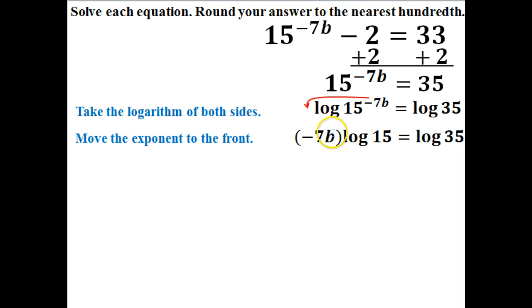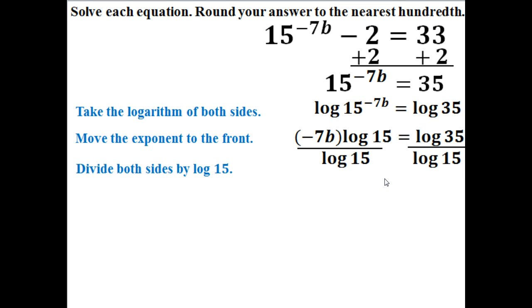Okay, so now that I've got that, my goal is to get b all by itself. So in order to do that, I've got to get rid of this log 15, and this is negative 7b times log 15. The opposite of multiplication is division. I'm going to divide both sides by log 15. The log 15 over log 15 will cancel out, so it reduces down to negative 7b. So I'm getting closer. I've almost got it all by itself.